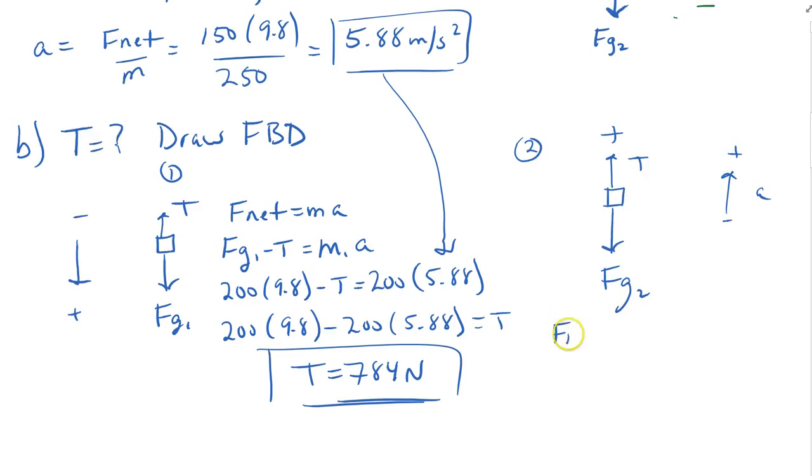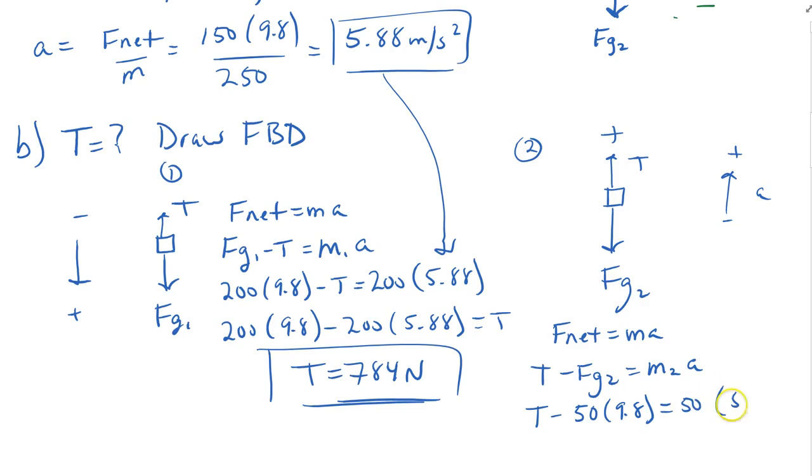So if I write F net equals ma, I'll get tension minus Fg2. Again, because I'm accelerating upwards, my tension force is in the positive direction and the force of gravity is in the negative direction. It's going to be equal to m2 times a. So my tension force minus the mass of object number 2, which was 50, times 9.8 will be equal to 50 times 5.88. When I finish all my work, I do get a tension force again of 784 newtons, and that makes me happy because the check was good.